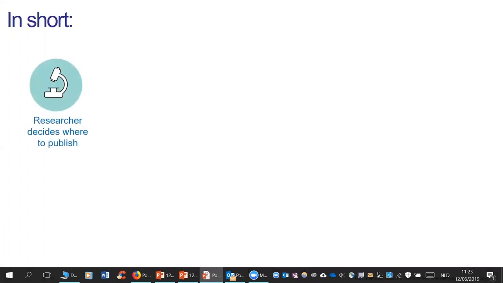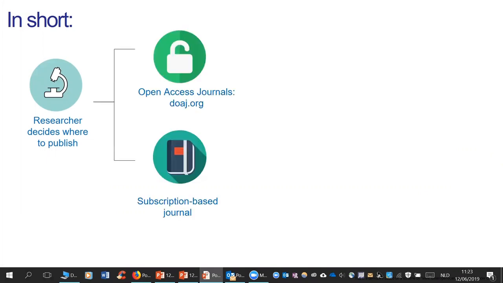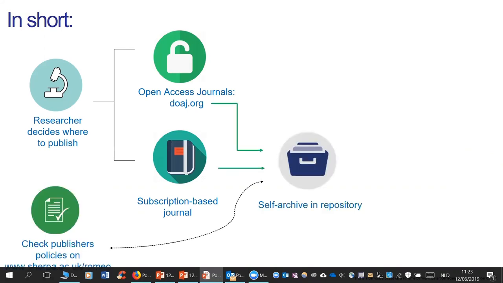So in short, the researcher decides where to publish. This is important to remember. You can choose an open access journal, but you can also choose a subscription-based journal. In both cases, you should self-archive in a repository. It will make your article available in a sustainable way. It will add a persistent identifier, a handle, something that will make your publication available for a long time and openly available. Always make sure to check the publisher policies on what you can archive and if an embargo is set by the publisher.